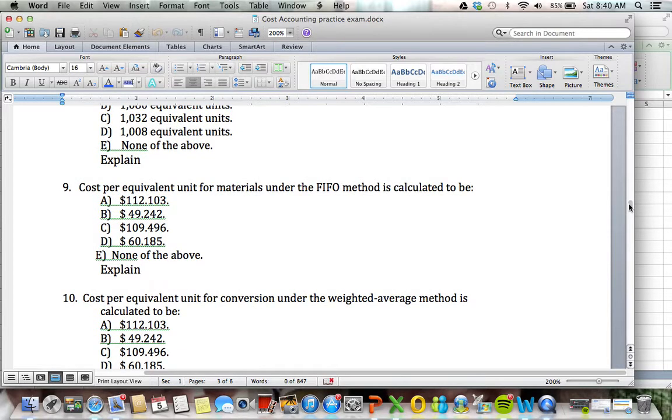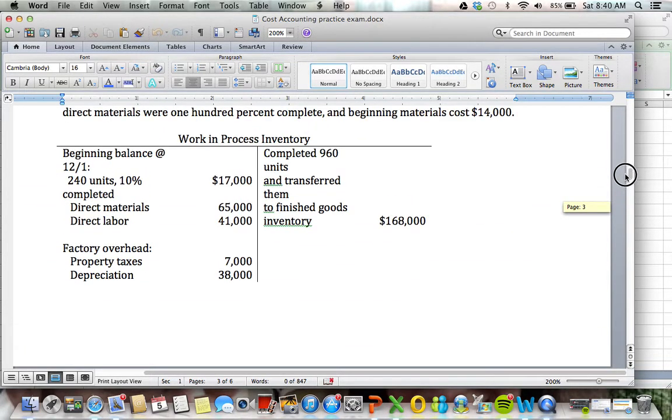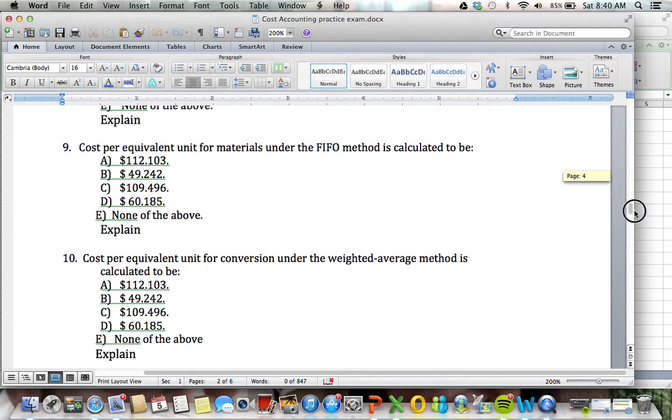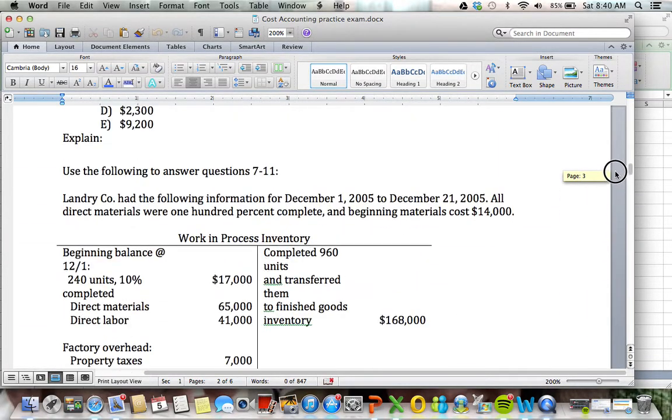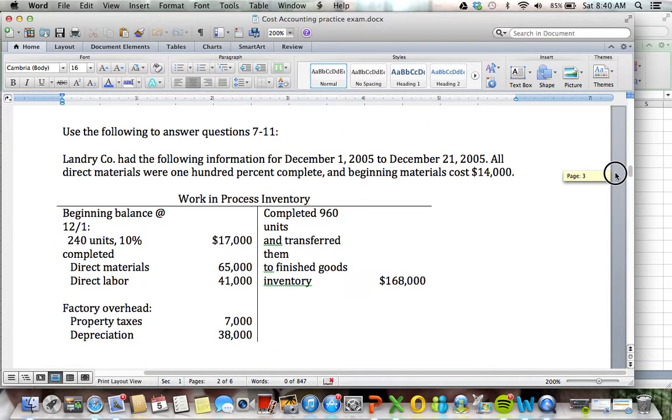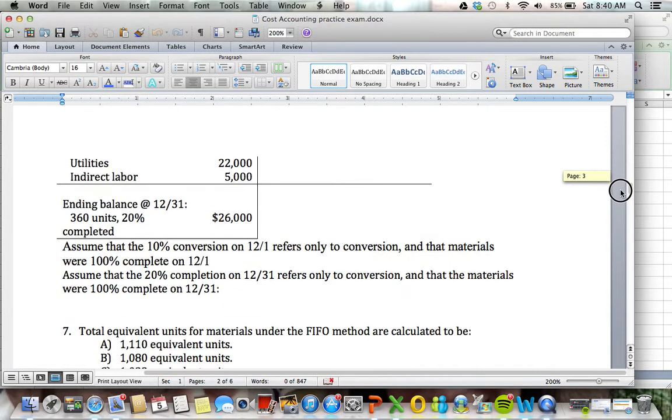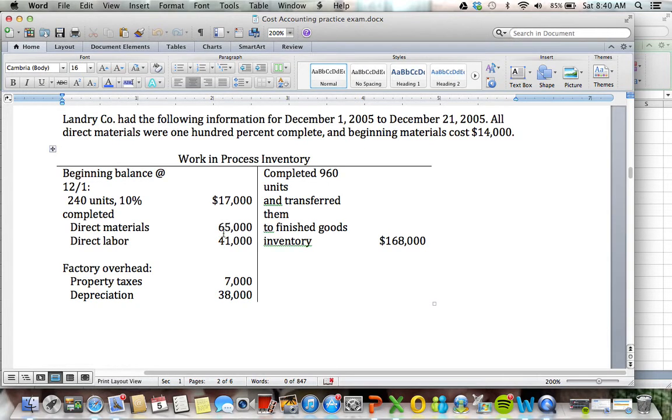The cost per equivalent unit for materials under the FIFO method is calculated to be. So for cost per equivalent unit, what we have to do is take the equivalent units from the first question, from question 7, and look at the cost allocated to this FIFO. Now we're looking at materials. With FIFO, we were done with materials to begin with, and it really took 65,000 to complete the materials. That's what we invested. Now all we're going to do is look at 65,000 and divide it by the equivalent units.